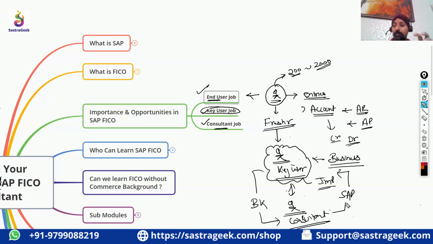So those 4, 5, 10 people who are involved in the project, who are giving the business requirements to the consultants, giving business process knowledge to the consultants, and helping with the testing when the implementation is happening, those people are called key users, or these people are also called super users.